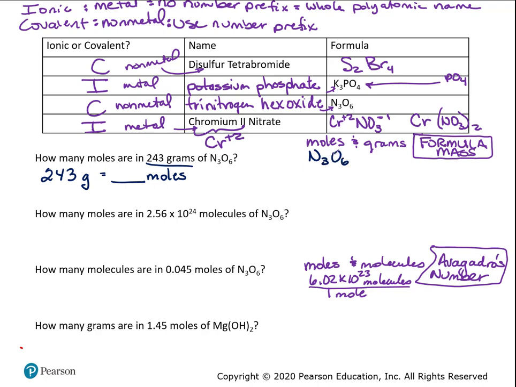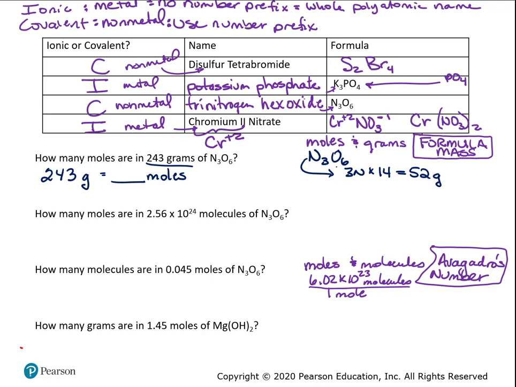N3O6. So if I have N3O6, that's trinitrogen hexoxide. How many nitrogens do I have in that formula? 3. So I have 3 nitrogens. And how much does each nitrogen weigh? Look at the periodic table, find the atomic mass, round it to a whole number. It is 14. So if I multiply 14 times 3, that's 42 grams will be the nitrogen.